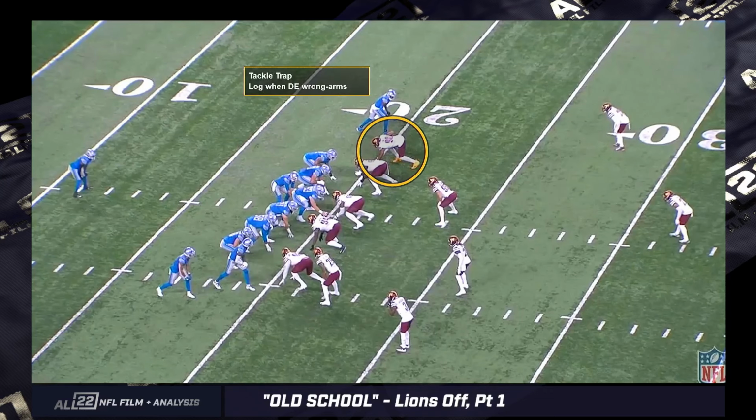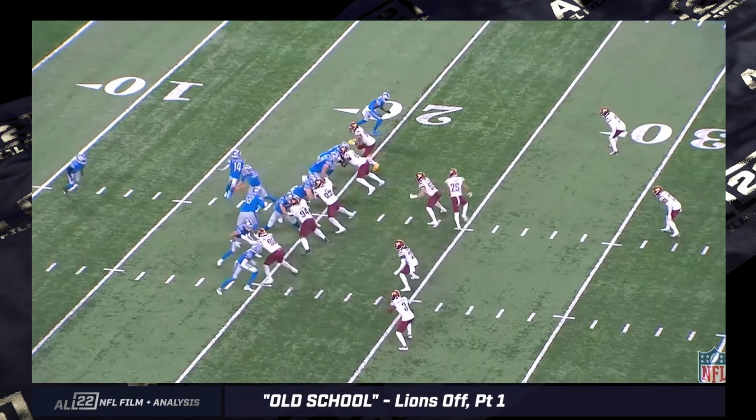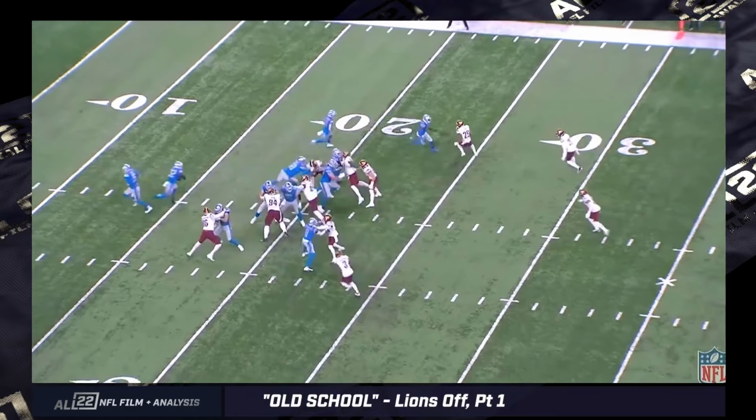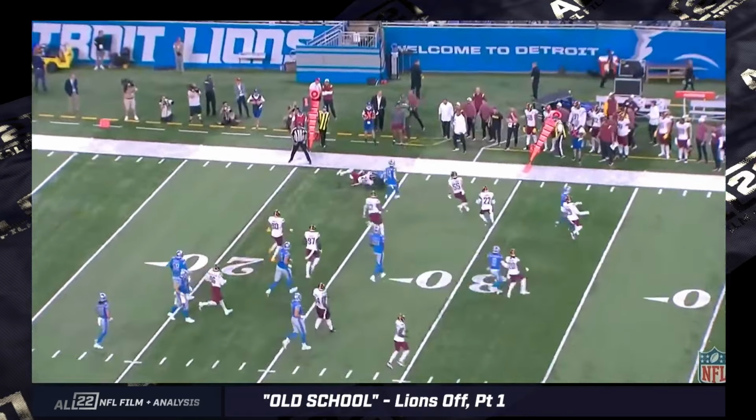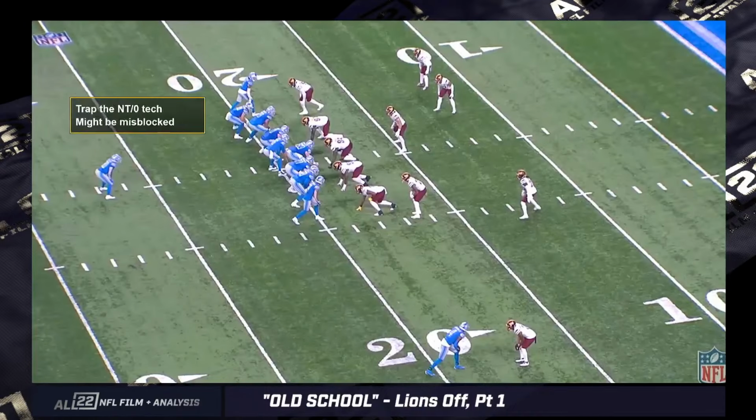All right, moving on to what I think was week 2. Another tackle trap, except this one's going to be a log, meaning the D end is going to wrong arm or attempt to wrong arm, and Sewell is going to wrap him or log him, and you can see him fight to get his hips to the outside. I hope I give you the end zone angle of this. It's a very short gain, don't get me wrong. Let me pull this one back.